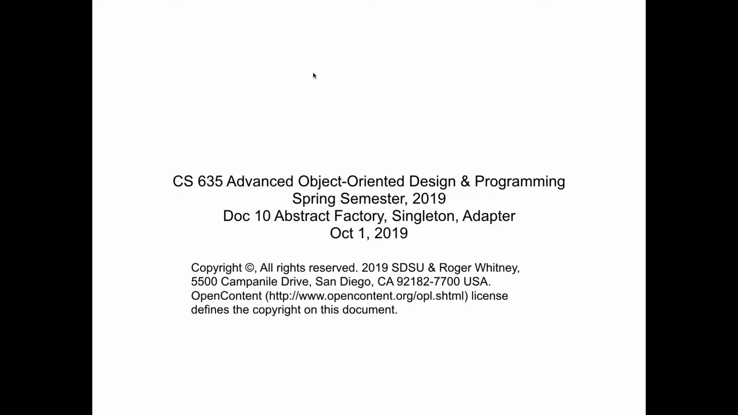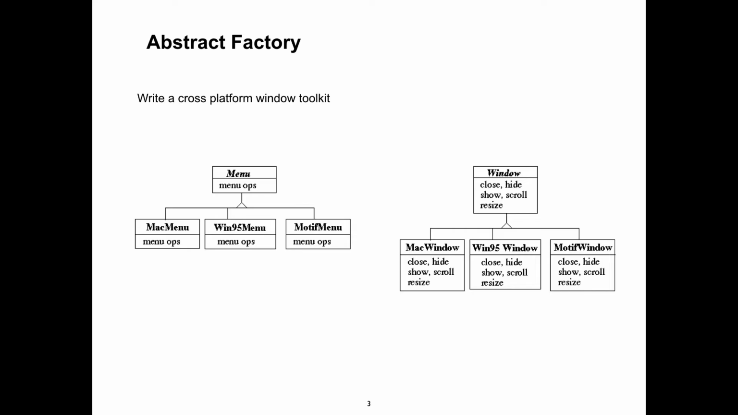So last time we talked about the factory method, right? The template method. Once you talk about the factory method, then it's reasonable to talk about the abstract factory. And the motivating example here is when you want to build a cross-platform toolkit, right?